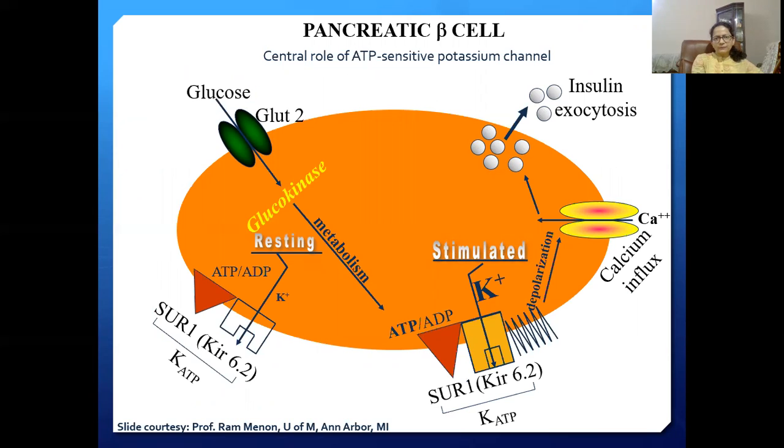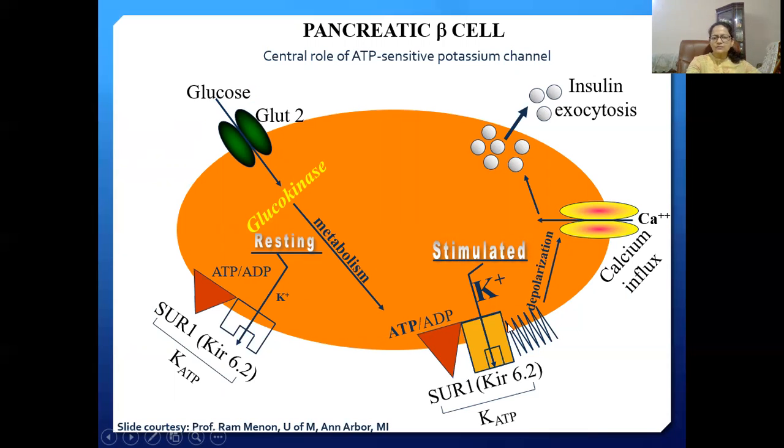This figure shows the pancreatic beta cell, and basically what we can see here is the ATP-sensitive potassium channel with its two subunits, the sulfonylurea receptor 1 and the potassium inward rectifier 6.2 subunits. So this has a central role in insulin secretion. How? Basically, during the resting stage, this potassium channel is allowing the potassium to escape out of the cell. But when there is glucose metabolism, when glucose is high, as in the postprandial state, glucose comes in and glucose metabolism leads to a rise in ATP.